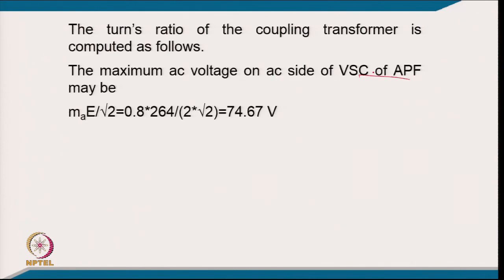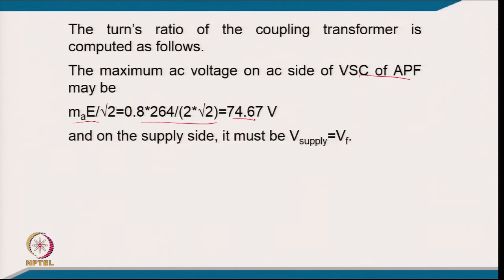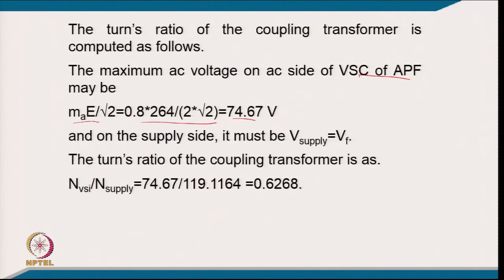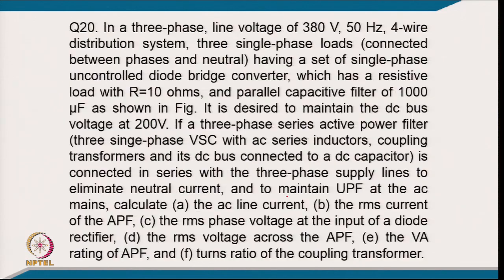And the turns ratio of the coupling transformer is calculated. The maximum voltage on the AC side of the voltage source converter of the APF is this, 74.67 volt, and on the supply side we have to inject only the active power filter voltage. So, turns on inverter side, turns on supply side: this is the voltage on the inverter side, and this is the voltage that we want to inject. So, it comes to a turns ratio of 0.6268.